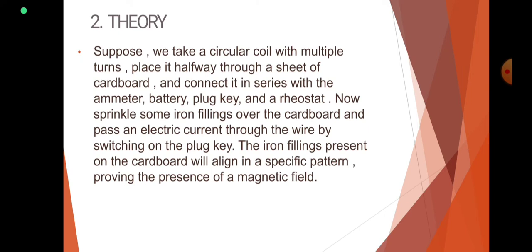Let's talk about an experiment related to the circular loop. Suppose we take a circular coil with multiple turns, place it halfway through a sheet of cardboard and connect it in series with an ammeter, battery, plug key and a rheostat. Now sprinkle some iron filings over the cardboard and pass an electric current through the wire by switching on the plug key. The iron filings on the cardboard will align in a specific pattern, proving the presence of the magnetic field.